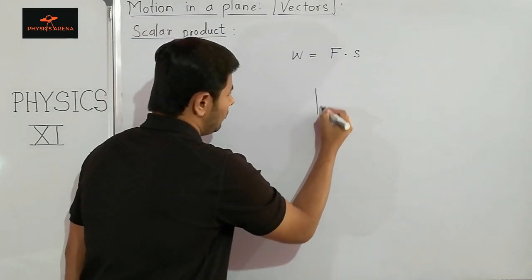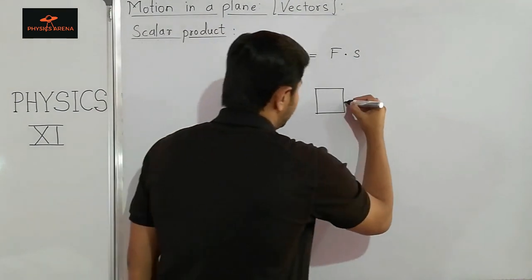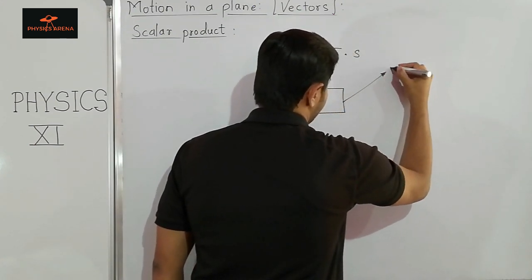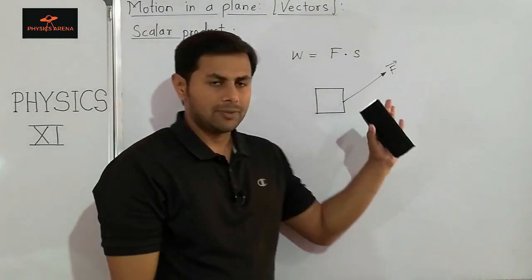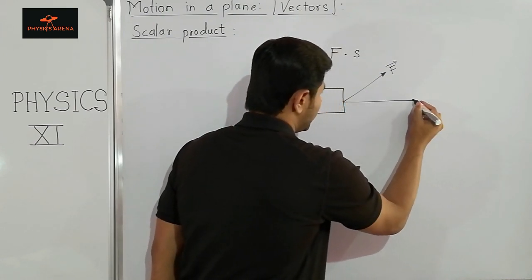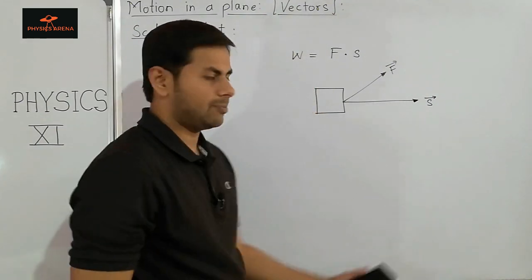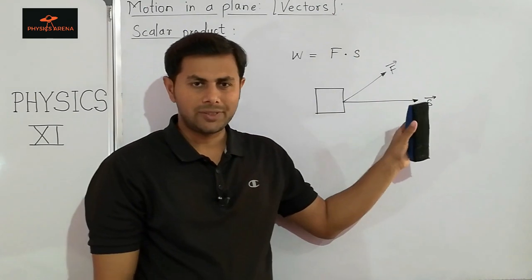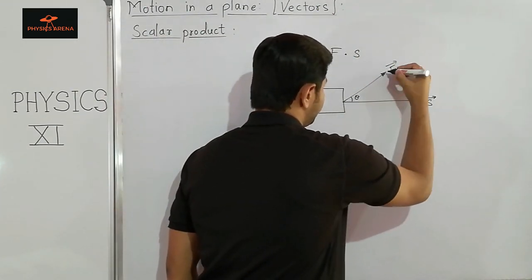So suppose we have this block here and somebody is pulling this block in this direction. Let's call it F bar. F bar is the force, and suppose the block gets displaced along this x-axis and S bar is the displacement. Now I can resolve this force into two components. So suppose this angle is theta.